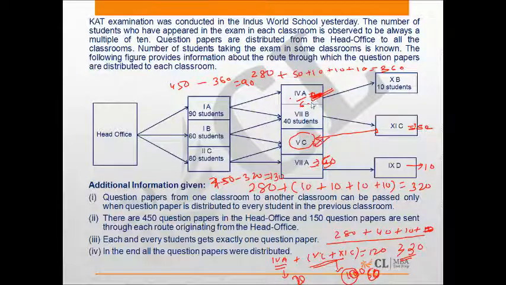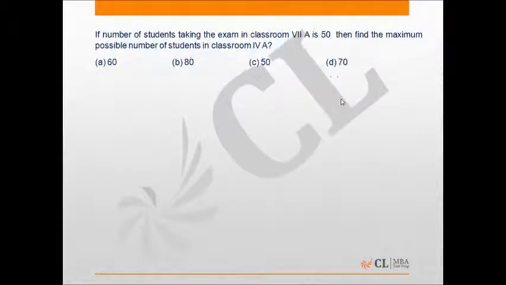and it is also known that the question papers to class 10th B reach from class 4th A only. So the maximum number of question papers that can remain in class 4th A is 50. Therefore, the maximum number of students in class 4th A is 50, which is option C.